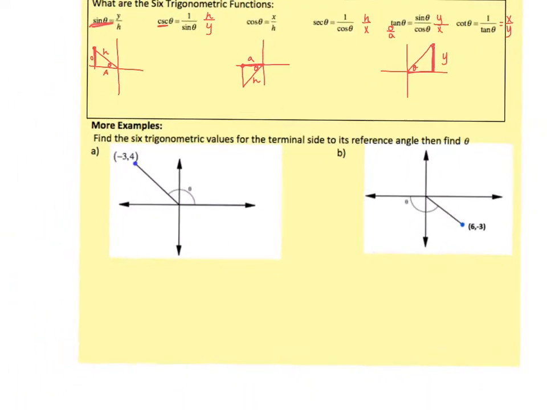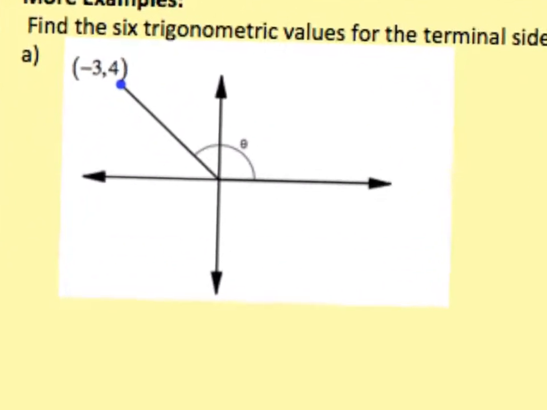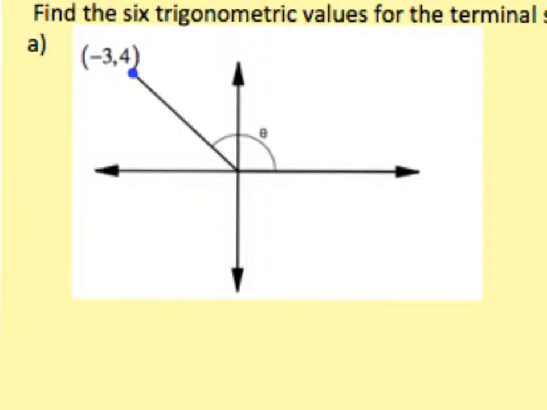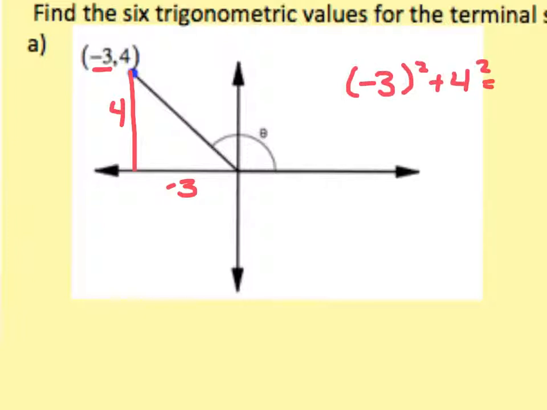Now I'm hoping this is going to make sense to you when we do a couple problems. I'm going to take you through the first one, and I want you to do the second one. Here I'm in quadrant 2. The x-coordinate is -3. The y-coordinate is 4. So that means I need to do the Pythagorean theorem to find the hypotenuse. And because I'm squaring a negative, this actually becomes positive. So c is going to equal 5.